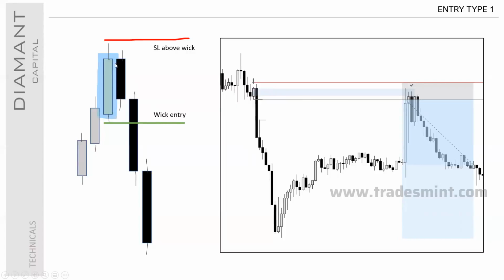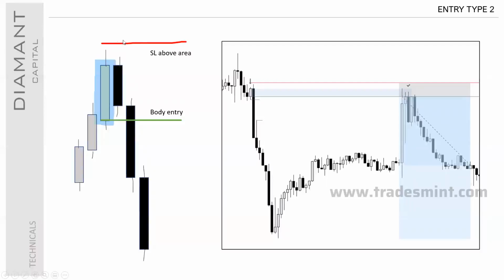Now, you've got this wick entry. Stop loss would be just above the top of the wick. Second type would be the body entry. Stop loss above the area as well, just to keep it safe, so not just above the wick, but surrounding candles as well. The body entry is widely used, especially for people who work on the 1 hour time frame. Of course, if you're working on the 1 hour and using the body, for example, you're not going to be getting trades that are, say, 1 to 50 or whatever you've seen on my case studies. Hence why I refine my entries. But it's the second type.